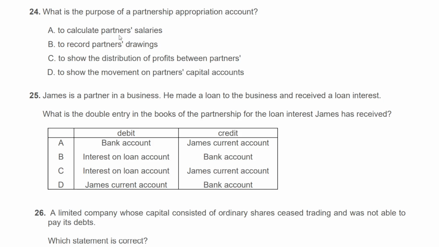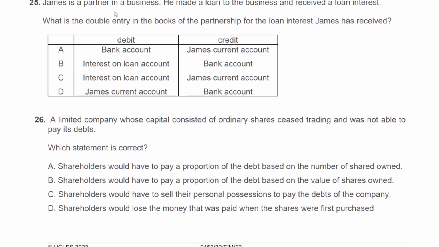Let's move on. Number 24, what is the purpose of a partnership appropriation account? To calculate partners' salaries, that's not the purpose. To record partners' drawings, not the purpose. To show distribution of profit between the partners. This looks good because that's what it is. That's what an appropriation account does. We calculate the profit as usual, and then we adjust it, and then we find the profit that can be distributed, right? So the way it is distributed, that's what it is.